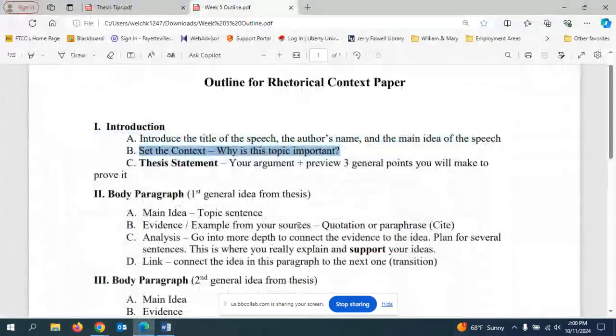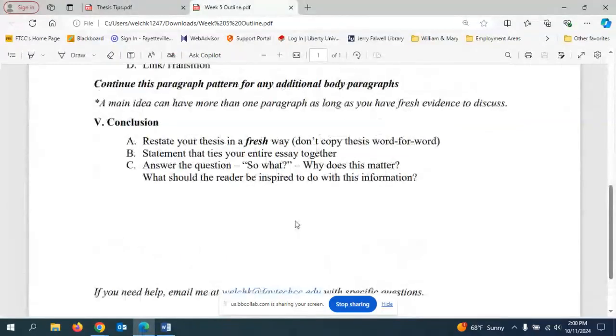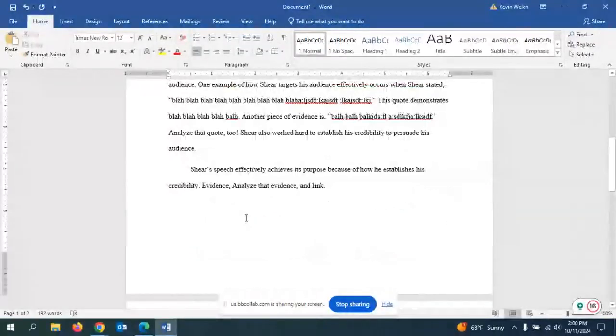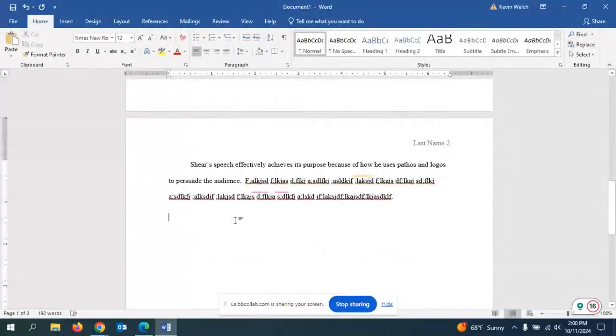Now, when I get to my conclusion, it's going to be the reverse. With the conclusion, you start by stating your thesis statement again, but not necessarily word for word. You want to restate the thesis statement in new terms. Then you want to make sure that you tie your whole essay together by answering the question, so what, or why does this matter? Your conclusion should be more than just a summary or a restatement of all the stuff that you said before. That's one mistake students make.